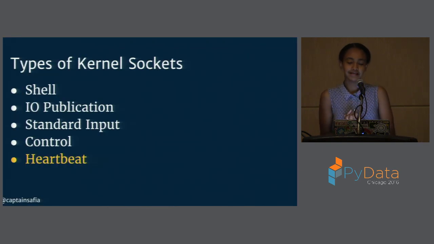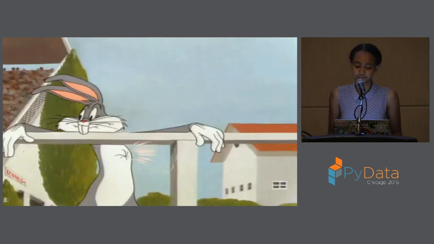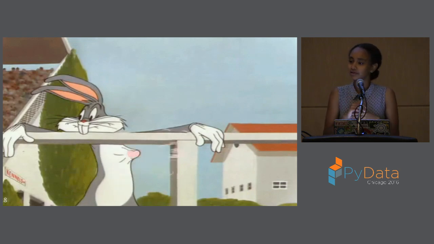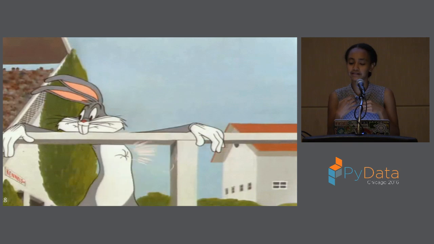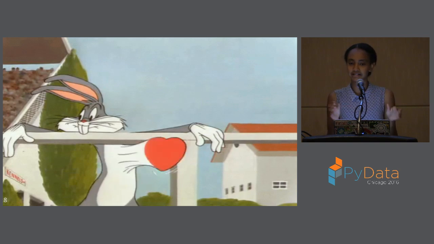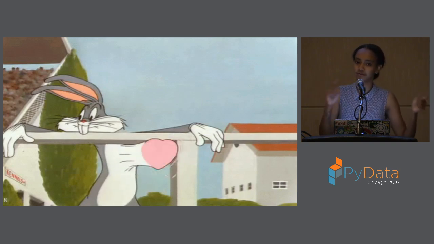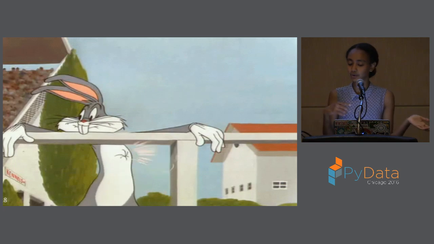And then the last socket is really simple to understand and unique in its own way, but very critical to the kernel ecosystem. And it's the heartbeat socket. I mentioned that all of the messages that we've been sending have been JSON messages, so you're sending Python dictionaries. The heartbeat socket is really special. Instead of sending JSON, it sends a simple byte string back and forth between the front end and the kernel.